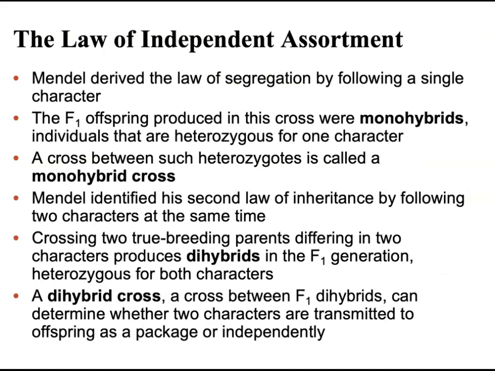Mendel derived the law of segregation by following a single character. The F1 offspring produced in the cross were monohybrids, which are individuals that are heterozygous for one character. The word mono, of course, means one. And they are hybrids because they contain both the dominant and recessive allele. A cross between these heterozygotes is called a monohybrid cross. This purple and white flower example is a monohybrid cross.